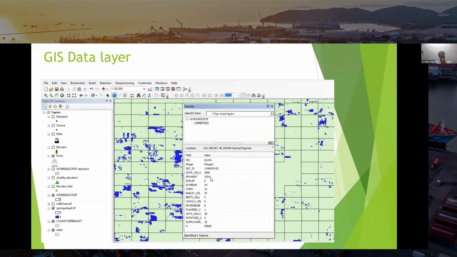So over here you can see that we have information for demand, we have information for source, which is again the farm locations. We have the mills, which are the processing plants. We have the elevator locations. We have ports. Again, as I said, the demand can be a port or it can be a city where the consumption takes place. One more thing which I think I should mention here is a lot of these elevators have got railroad connectivity.